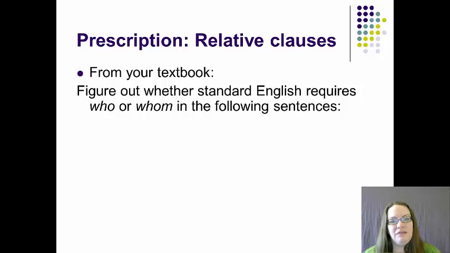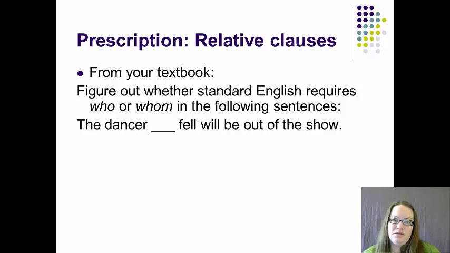From your textbook, we have some sentences. Let's try to figure out whether it should be who or whom. So in this sentence, "The dancer blank fell will be out of the show." Remember, my way to tell is that I try to leave out the relative clause word or the relative pronoun to see if it still makes sense. If it makes sense, then it's whom. So if I can say "The dancer fell will be out of the show," my mental grammar says no. So that tells me that it should be who. "The dancer who fell will be out of the show."